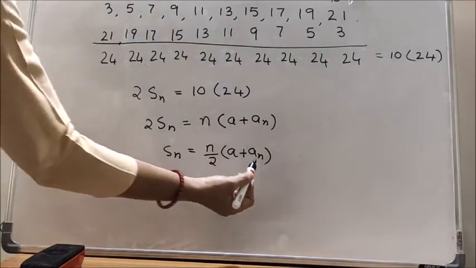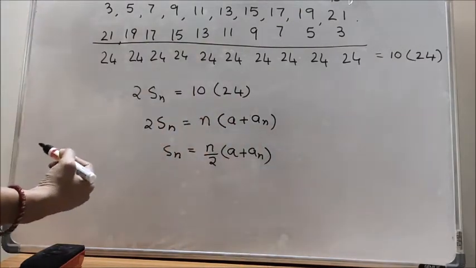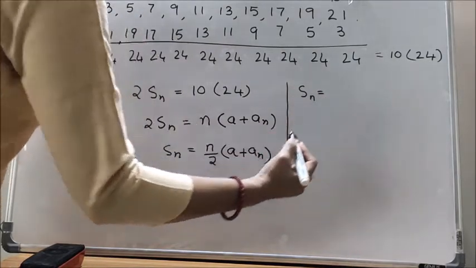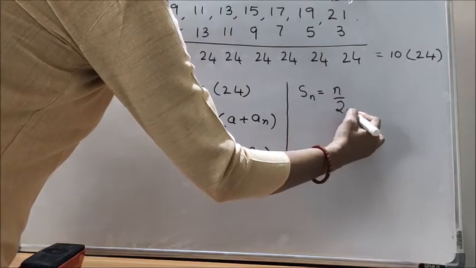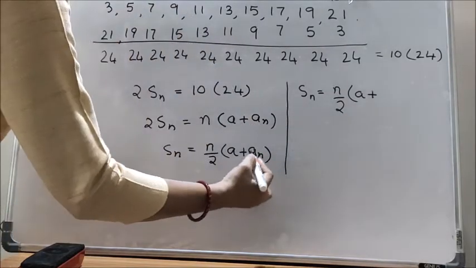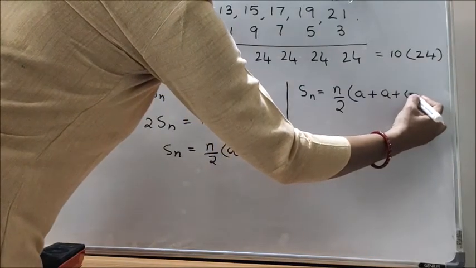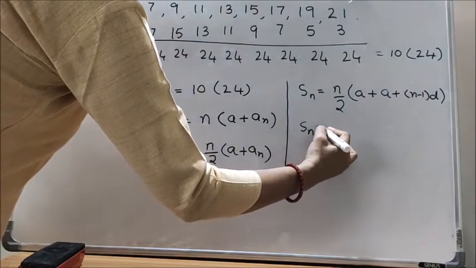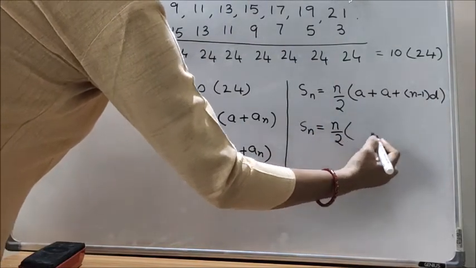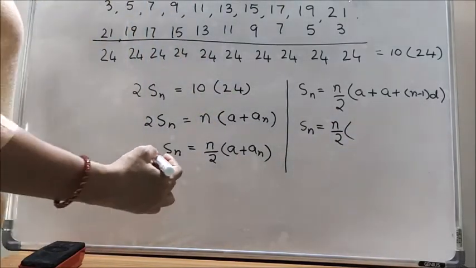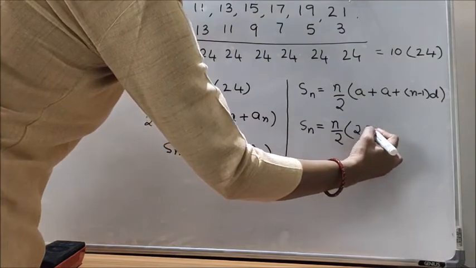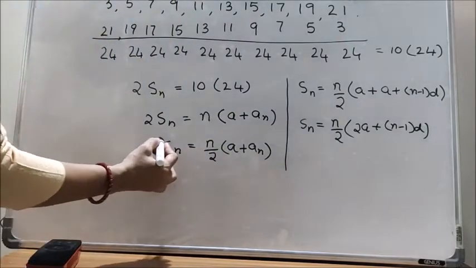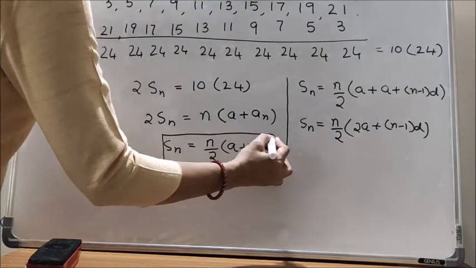Again, if you don't know the last term, what will the formula become then? Then you will get Sn is equal to N upon 2 into A plus the expression for AN, which is A plus N minus 1 D. That, on simplification, becomes N upon 2 into 2A, this A plus A will become 2A, plus N minus 1 D. So one formula when the last term is given is this.